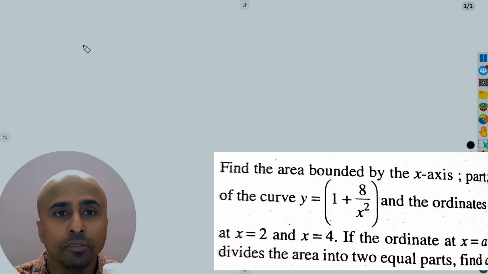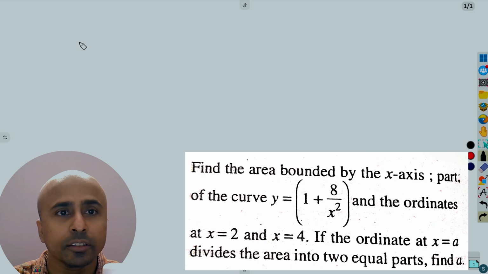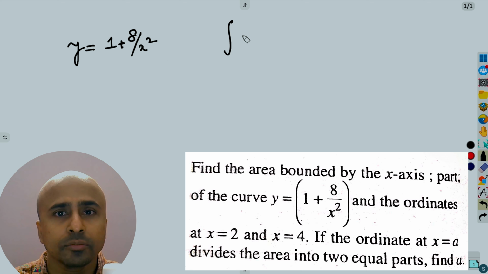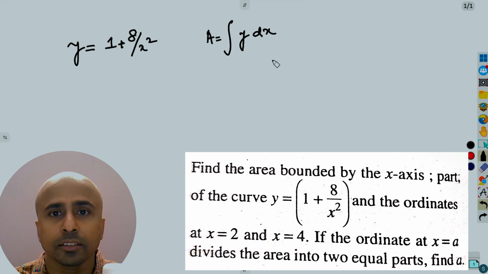So the area of the curve that we have to find, the equation is 1 plus 8 upon x square, right? So we know the formula is y dx. Whenever we are evaluating area with respect to x-axis, the formula is y dx, right? And we have to find the area between x equals 2 and x equals 4.